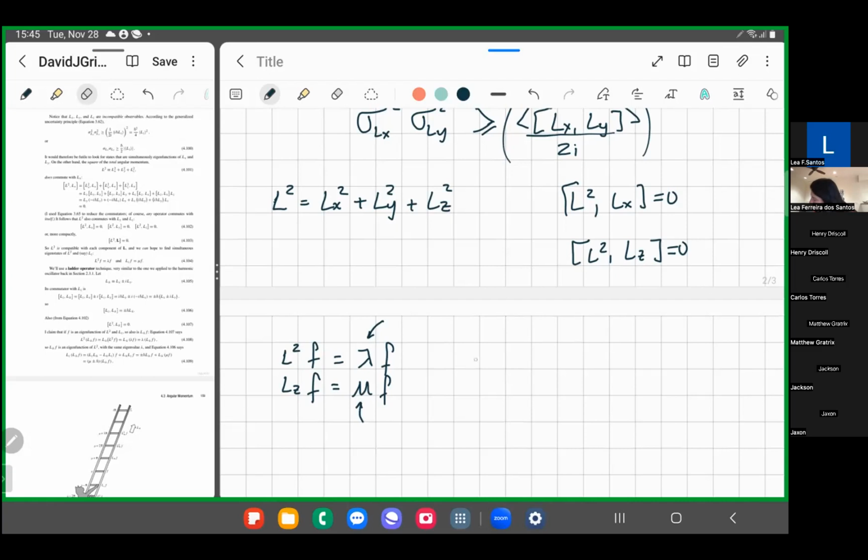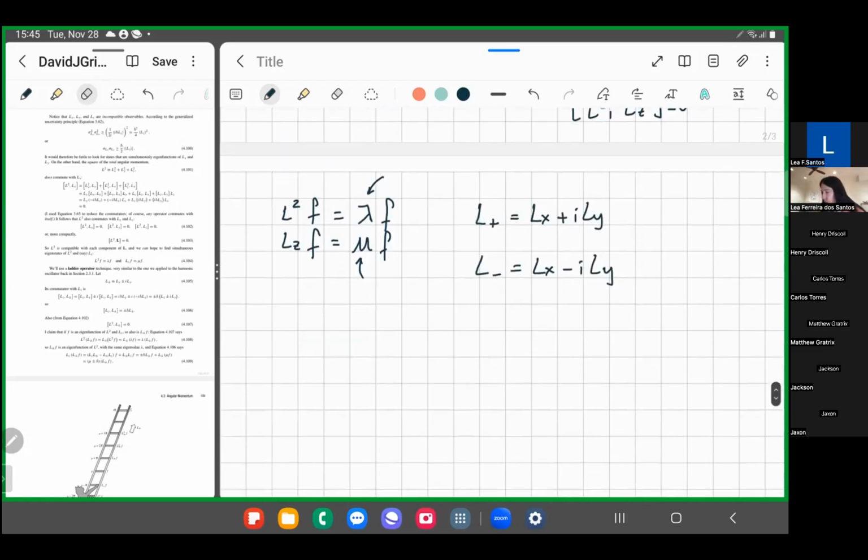We also introduced some new operators that we call L plus and L minus. L plus was Lx plus i Ly, so it's just a definition. And L minus is the same thing with a minus sign.